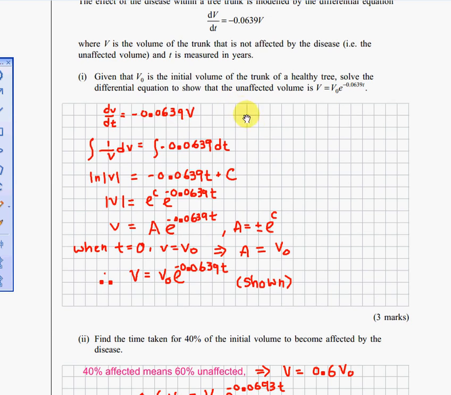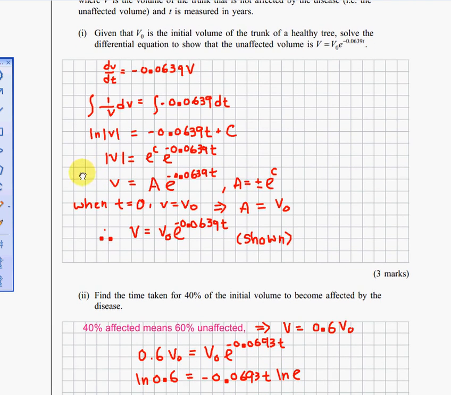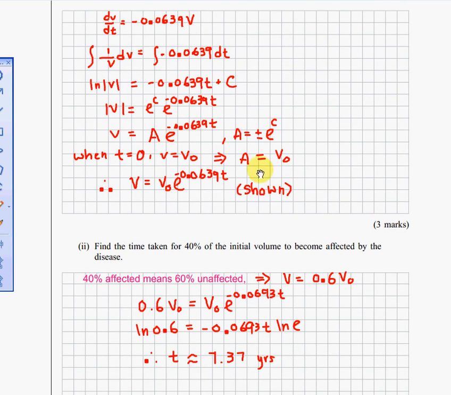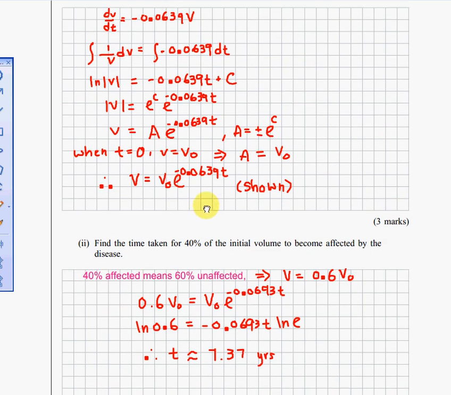So just perform using the separable method. You get this function solution, and be careful, you must write v between the absolute value signs, and then also a is actually a positive or negative of e to the power of c, and letting v be v naught when time t is 0, you find the constant a, and here you have this solution.